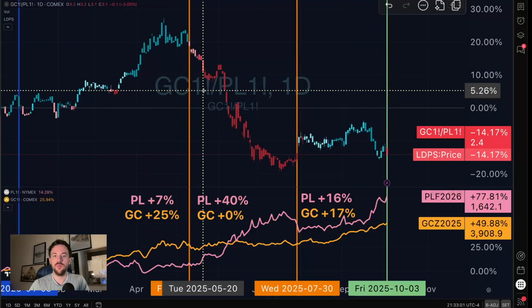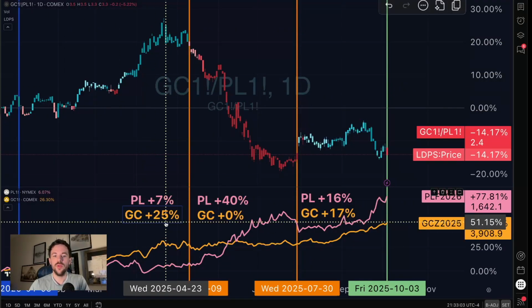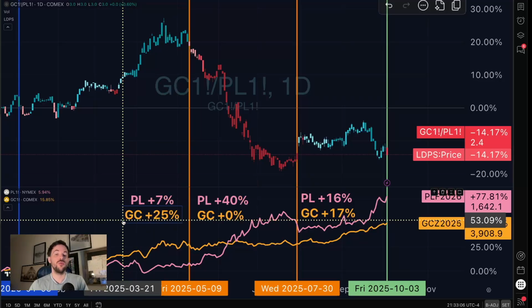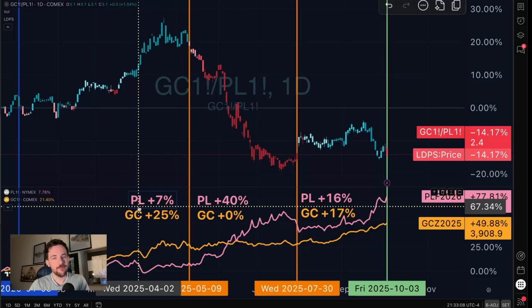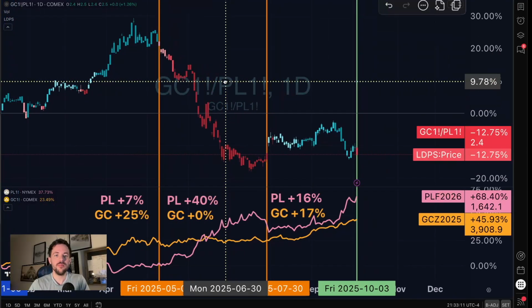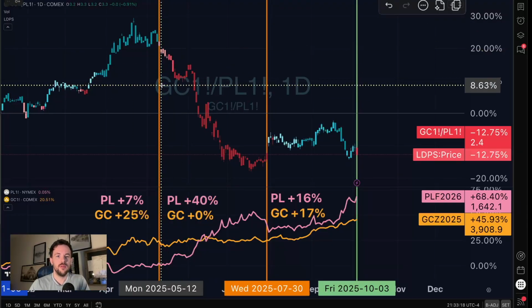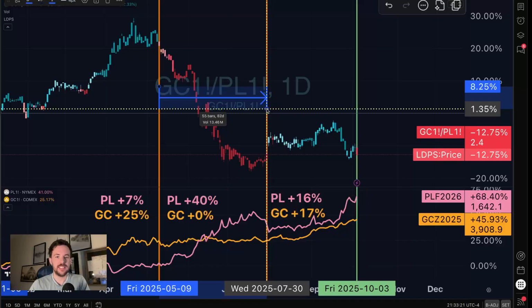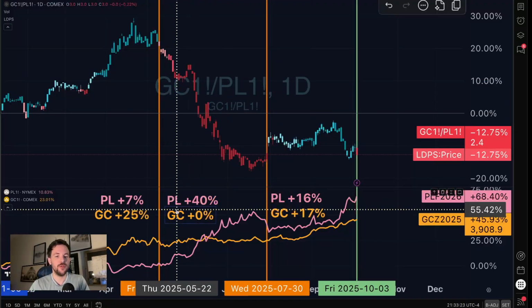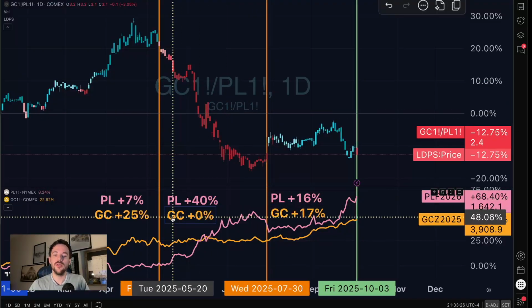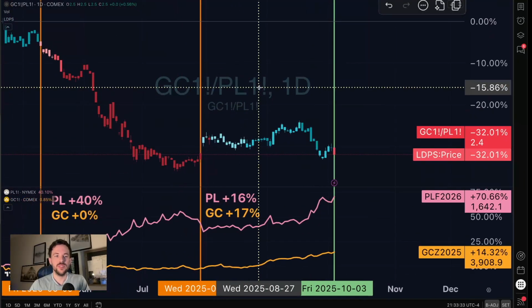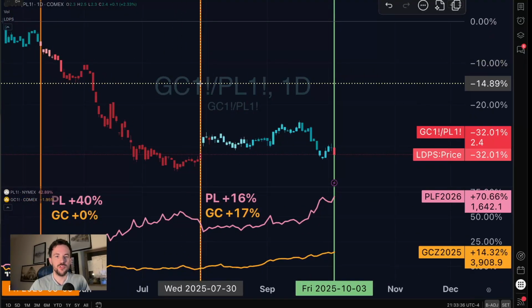And during that time, because gold is on top and things are bullish, we had 25% growth for gold and only a 7% growth for platinum. Then we get to, it looks like, May 9th, and things turned bearish, and they stayed bearish for the next 82 days, during which period platinum rose 40%, while gold limped along at 0%.